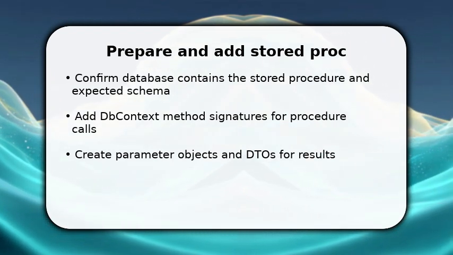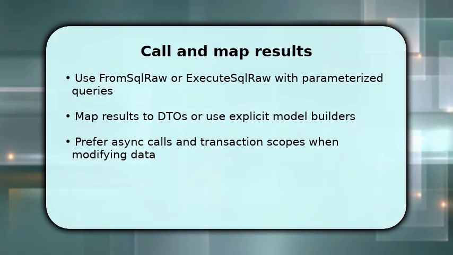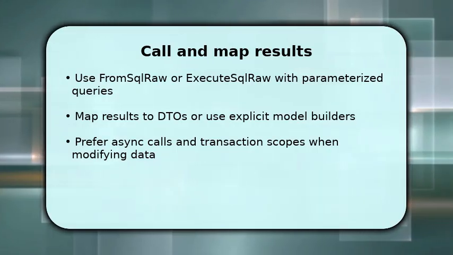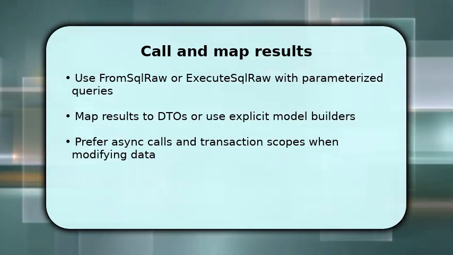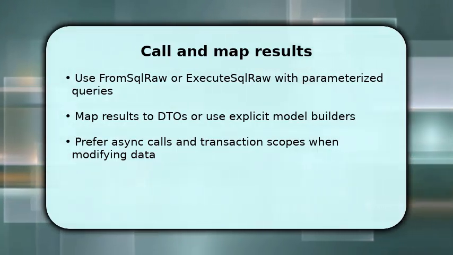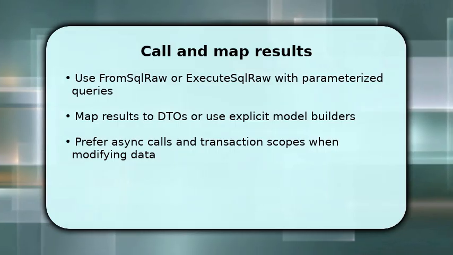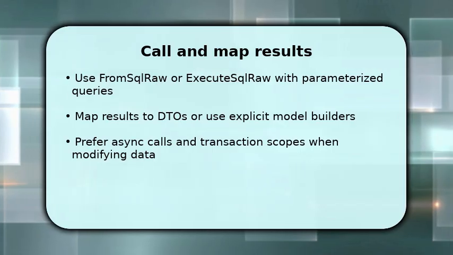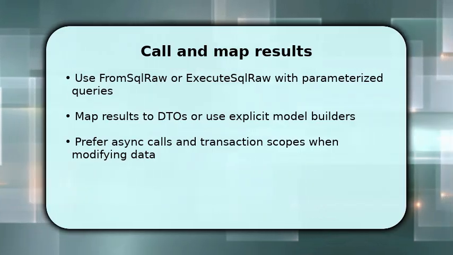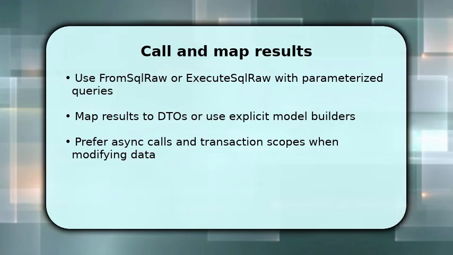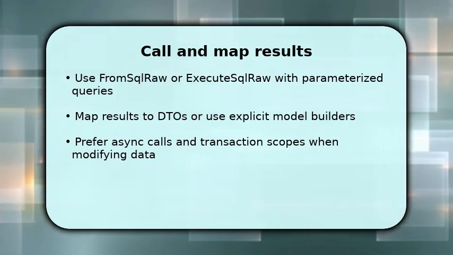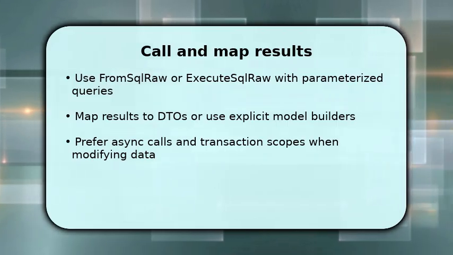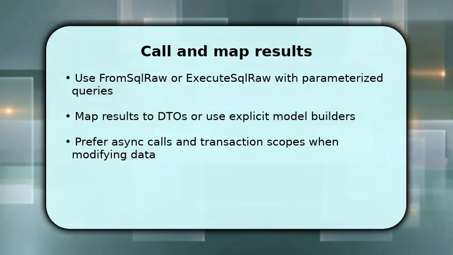Now you call the stored procedure from code. Use FromSqlRaw for queries returning rows and ExecuteSqlRaw for non-query operations, always parameterizing inputs to avoid injection. Map returned columns to your DTO properties either by matching names or using a projection and LINQ. That ensures type safety. Use async methods like ToListAsync and await results, and wrap calls in an explicit transaction scope if the proc changes multiple tables, so you can roll back.